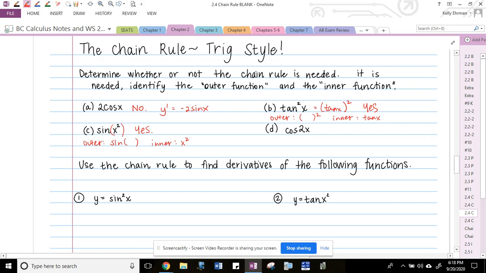All right, cosine of 2x, same thing I just said, the angle is 2x. So yeah, the outer is cosine of something, and the inner is 2x.